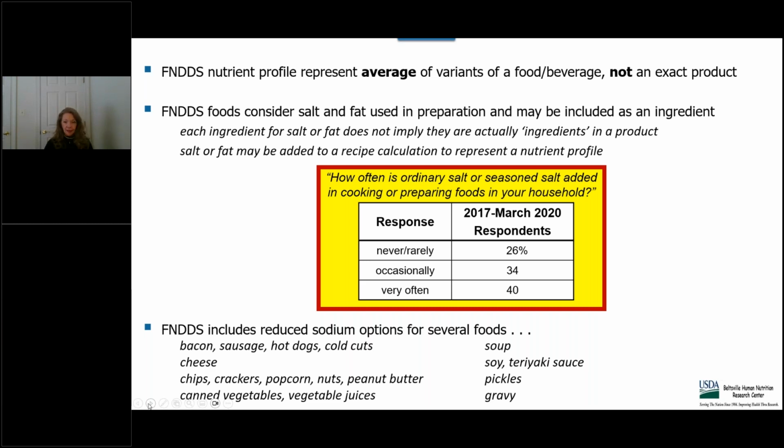That isn't to say, though, that we don't have foods in FNDDS that are lower or reduced sodium options. It includes reduced sodium options for several foods, and I've listed those broad categories. So when you go into FNDDS, you can see these in the database.